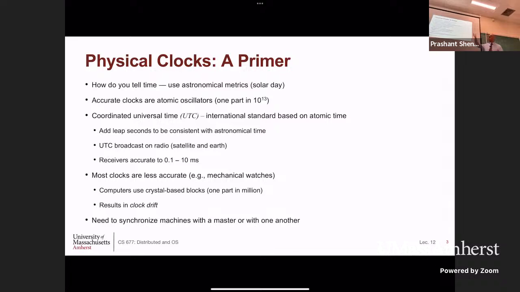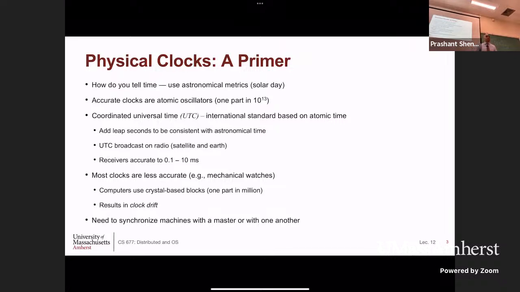So very quickly, this primer on physical clocks. How do we tell time? I already mentioned that time is basically based on astronomical metrics, or a solar day. Essentially the time it takes for the Earth to rotate around its axis is 1 day. You can watch that based on the position of the sun, and noon is defined to be whatever time the sun is directly overhead. So that's how in the old days you told time.